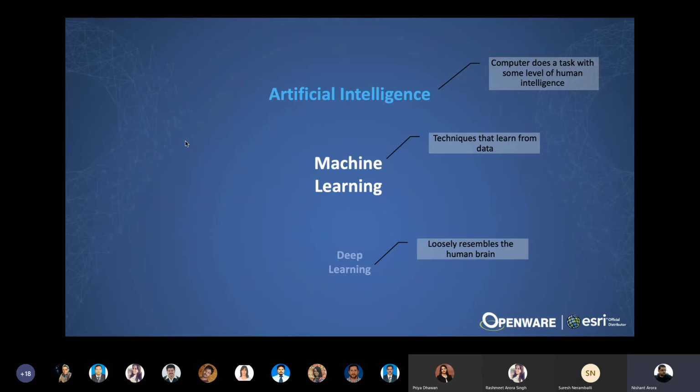As I said in the earlier presentations, machine learning is one of the techniques of artificial intelligence. Artificial intelligence broadly describes how a computer or a machine can do a task that requires some level of human intelligence. And one of the engines that makes it possible is machine learning. Now, machine learning is an application of artificial intelligence that provides systems the ability to automatically learn and improve from experience without being explicitly programmed.